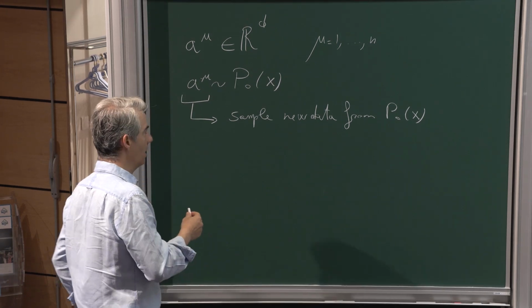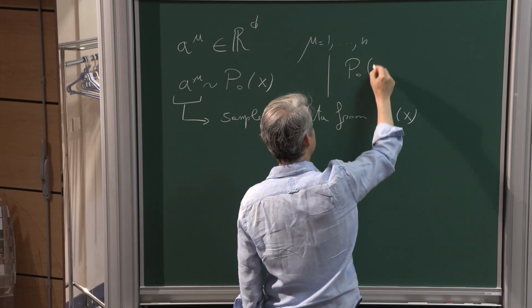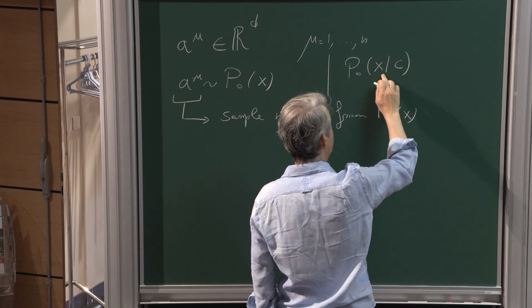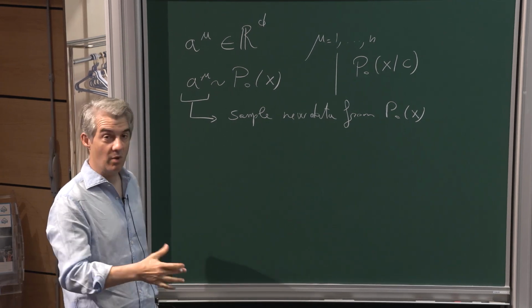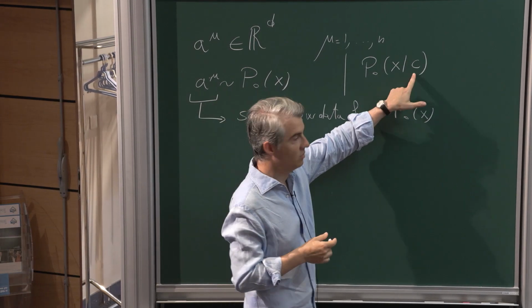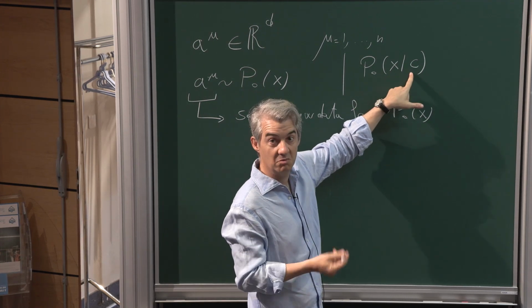Maybe you can also consider cases in which, instead of P0 of x, you have P0 of x conditioned on something. So this is the example that I gave to you. For example, I say, I want an angry bird. So the angry bird is the conditioning.